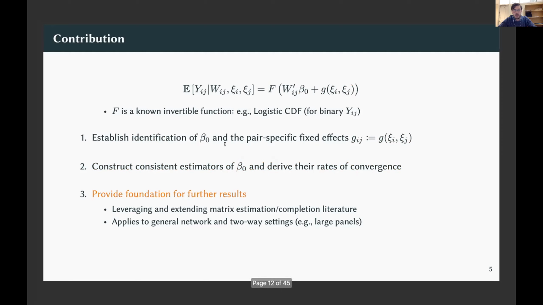I also want to mention that, as a byproduct, I provide additional generic identification results. Specifically, I demonstrate how recent developments in the matrix estimation and completion literature can be leveraged to substantially facilitate identification and estimation analysis of complicated two-way structures with rich forms of unobserved heterogeneity. By doing that, I provide a foundation for establishing results in other contexts, such as large panels, for example.